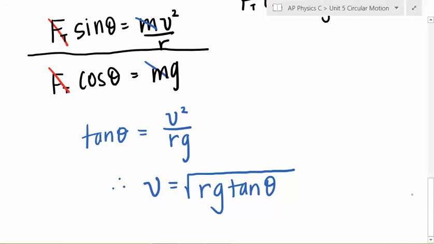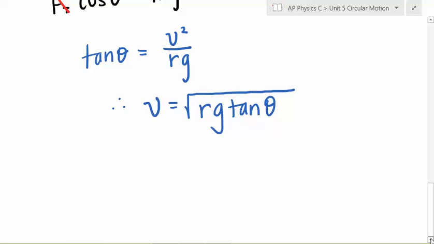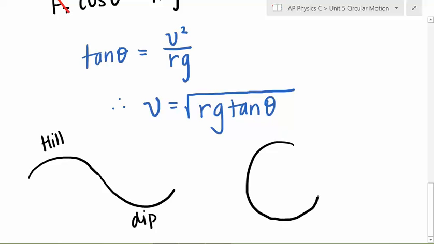All right, let's look at another example. So we've probably gone over a hill in a car. We may have even gone into a valley or a little dip in the road. So this would be like a hill, and this would be like a dip. And then maybe you've even ridden this fun thing like a Ferris wheel.